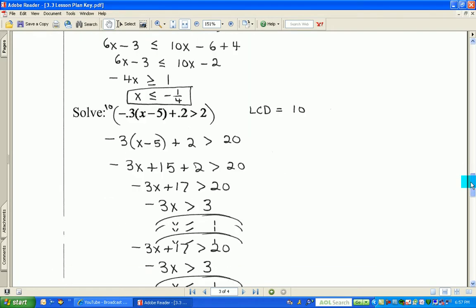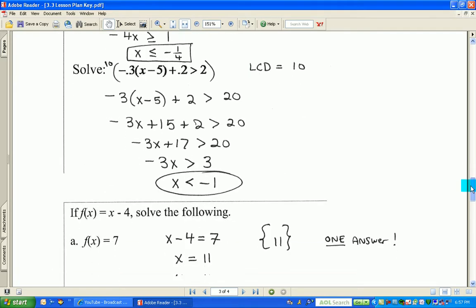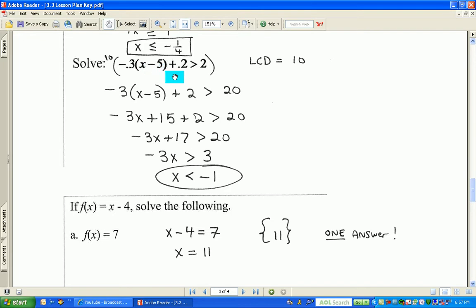Okay, my next inequality has decimals. Now, again, I want you to pay attention. -0.3 times the quantity x minus 5 is one term. Remember, the x minus 5 is in a bubble. Plus is not in a bubble, so 0.2 is a new term. There's your next term. And of course, this 2 is a term, so you have 3 terms.